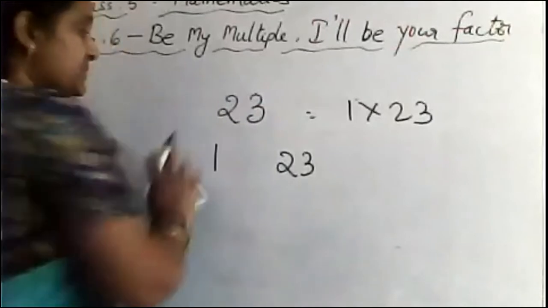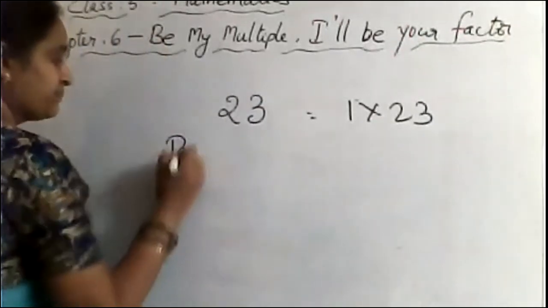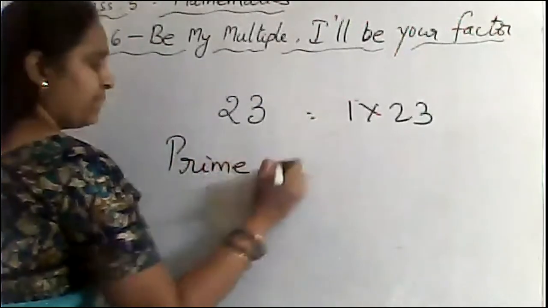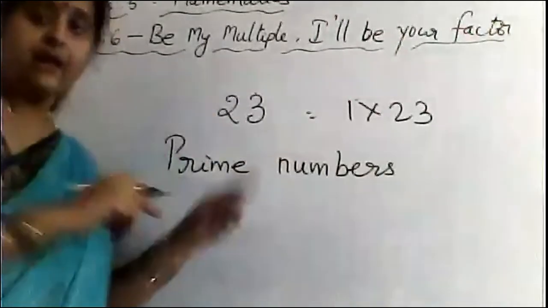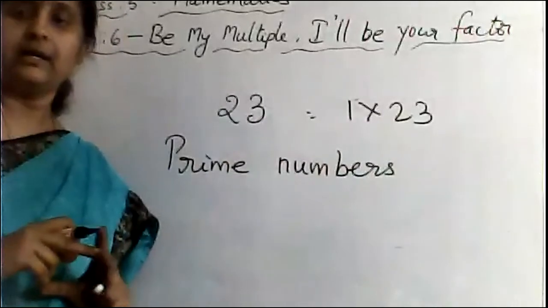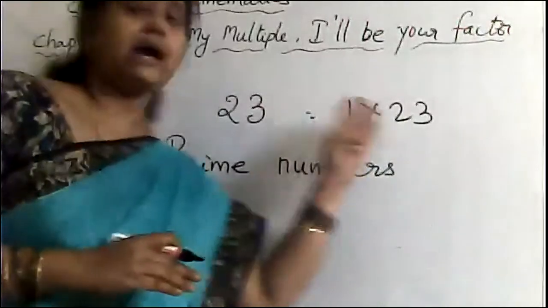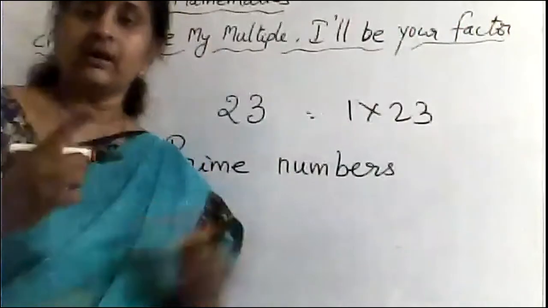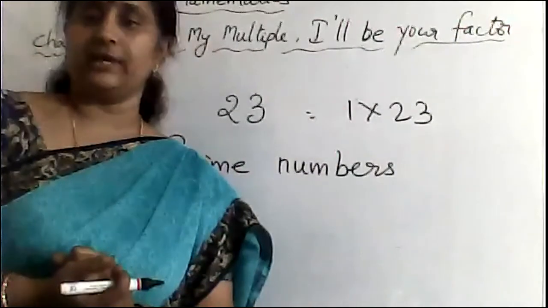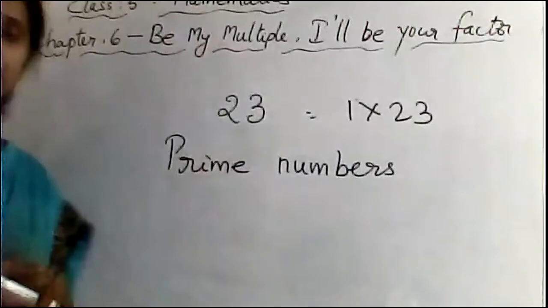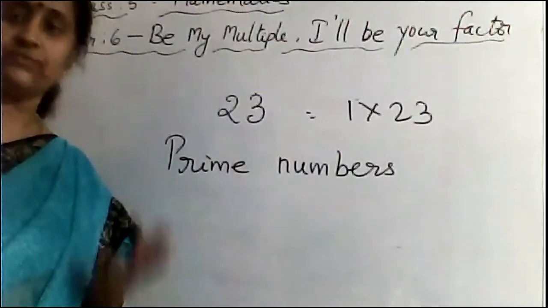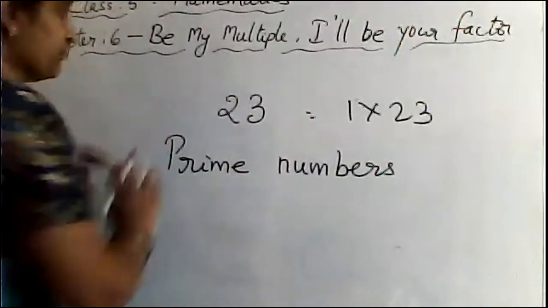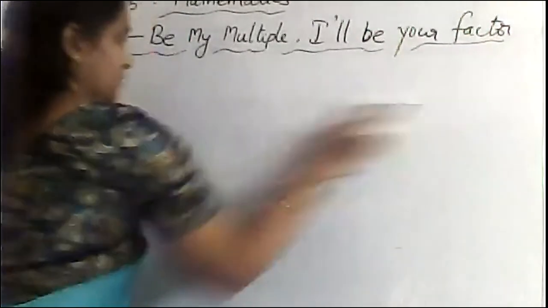These types of numbers are said to be prime numbers. They can be divided by one and the number itself only. So they don't have any other numbers which divide them exactly. These are some basic concepts.